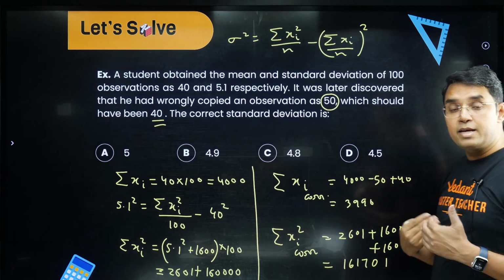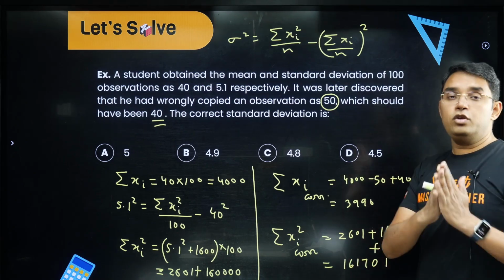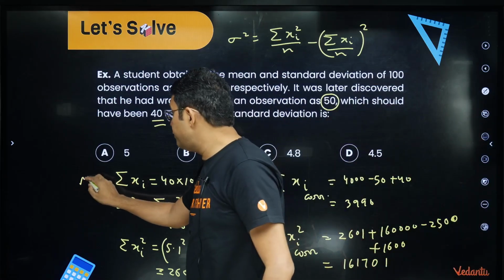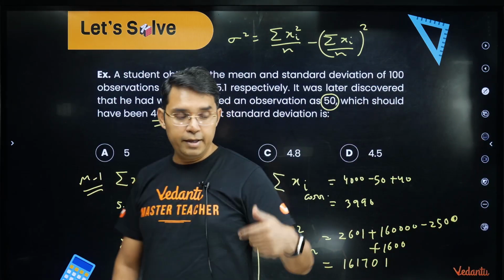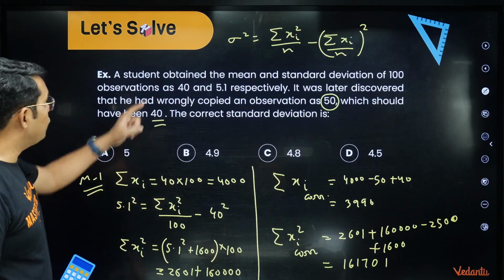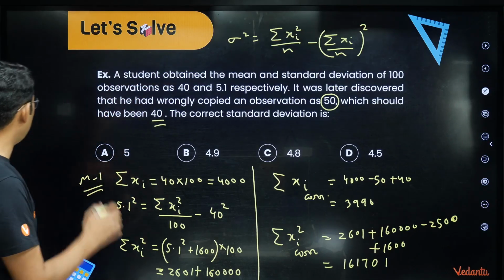Now you may be thinking there is so much calculation here. If you are feeling that way, I will give you one alternate method, a shortcut method for this question also in my next slide. Okay, but let us complete this question with this method also. So what should be my correct standard deviation? Let me do it here.